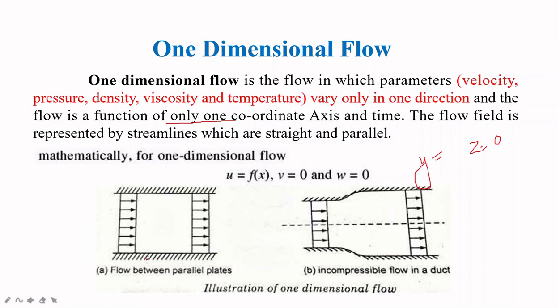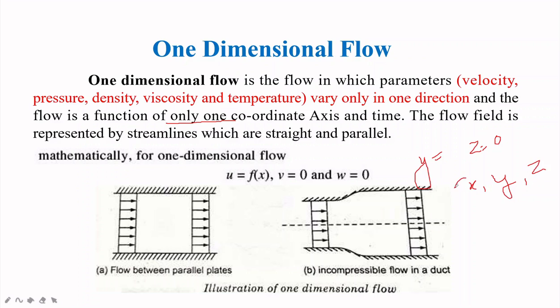Another example is flow between parallel plates. See here, this is streamline flow and the streamlines are parallel. These are plates, and the flow between them is one dimensional flow. u is equal to f of x, where u, v, w are the velocity components and x, y, z are the coordinate axes or directions respectively.